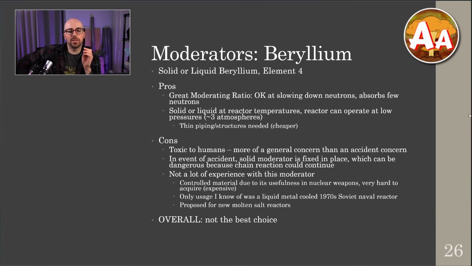All right, so we're moving out of the water phase, the pretty common materials, into beryllium here now. This can be solid or liquid beryllium, element 4. Great moderating ratio. Okay, it's slowing down neutrons, but absorbs very few. It can be solid or liquid at reactor temperatures, but it's not going to turn into a gas as easily as water if it's in a liquid state. More of a metal kind of boiling temperature, if you want to call it. But yeah, it can stay solid in a reactor as well.